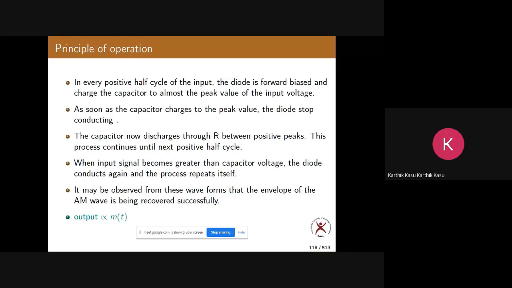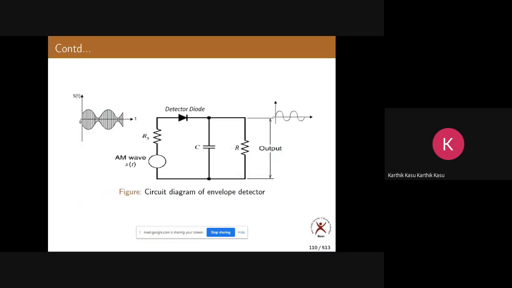Now finally, what happens? Output is proportional to m(t). So output is not equal to m(t) actually. What is the output? Can you tell me? What do you get as output? See, the device is extracting the envelope of the given signal. What is the envelope of the given AM? Message signal, sir. Not exactly the message signal. I told you. What is that?